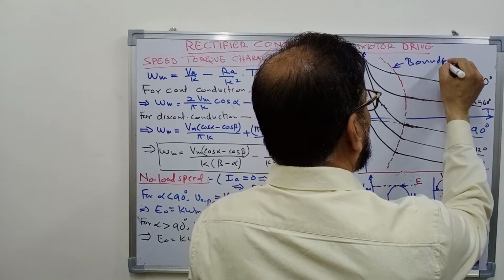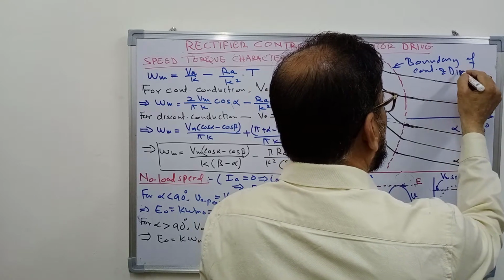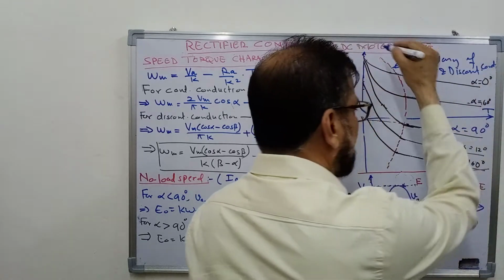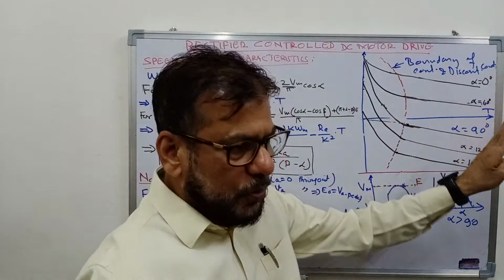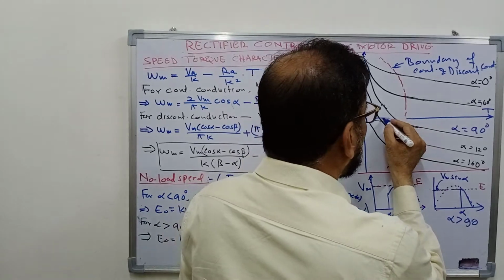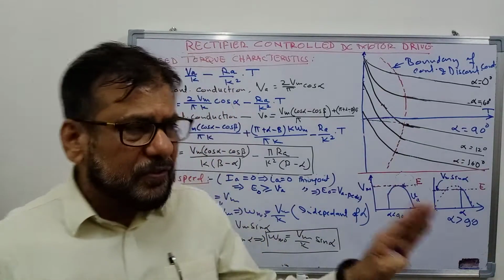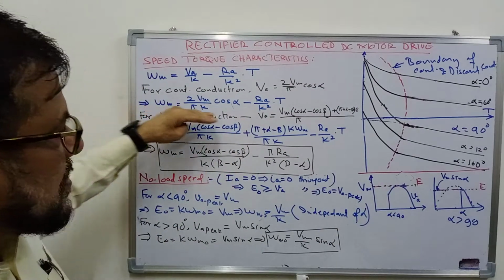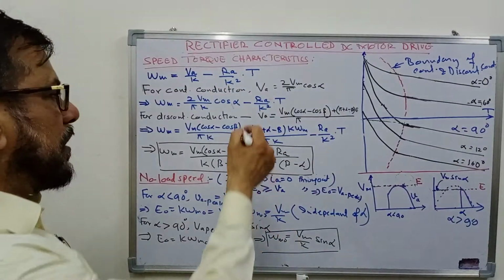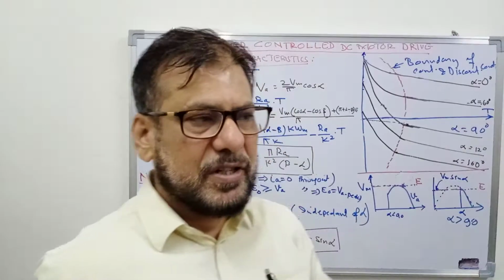So it's the boundary of continuous and discontinuous conduction. So this is the boundary. After that boundary, after the particular load torque that we call critical torque, the conduction becomes continuous, and thereafter the relationship is linear and the speed drops linearly depending on the value of Ra and K square. So this is the characteristic for continuous conduction.